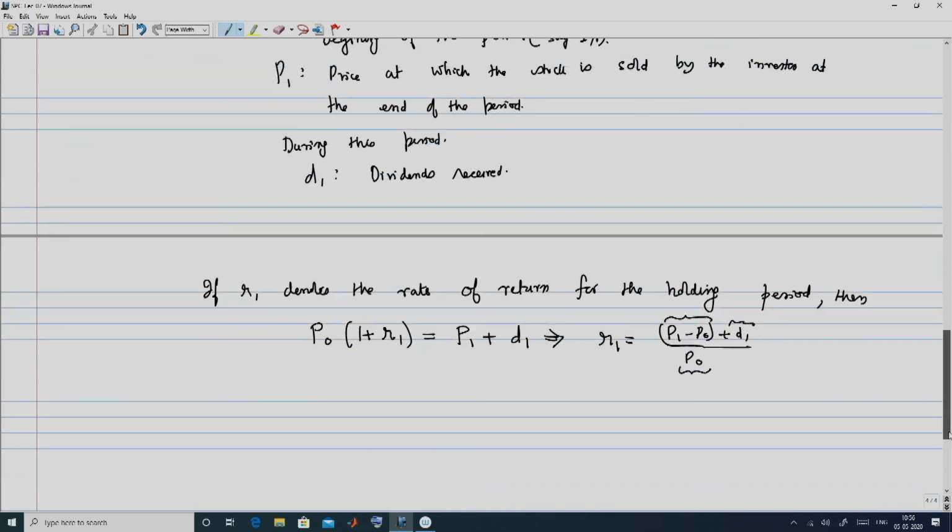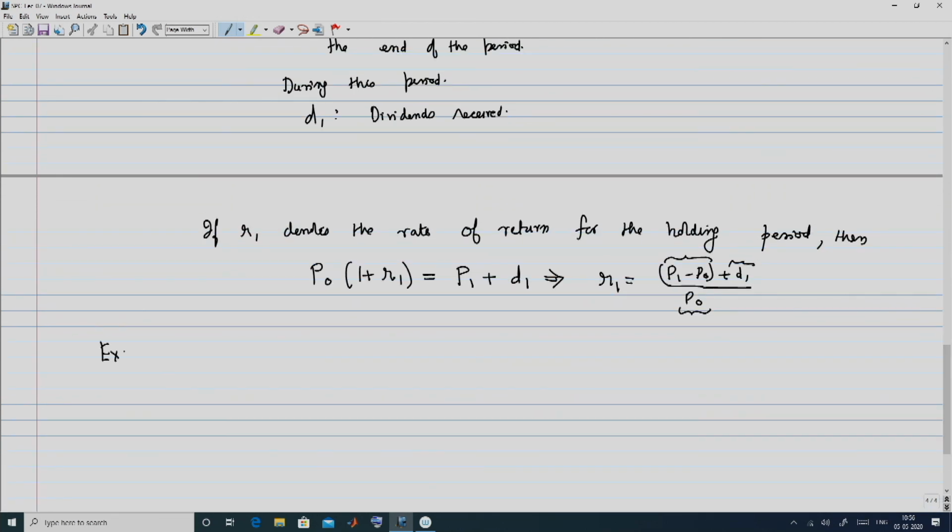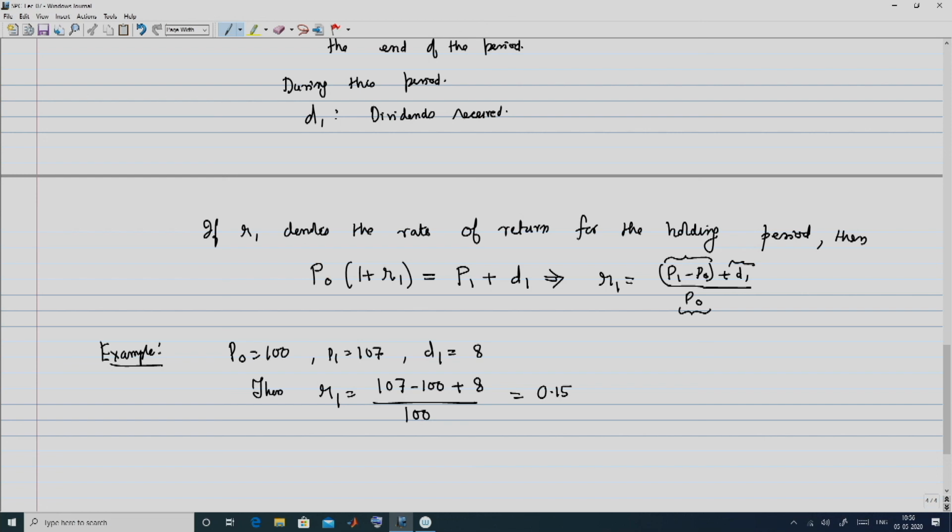So, just a little example, a very straightforward example: if you have purchased the stock for 100 and at the end of 1 year you sell it for 107, and during this 1 year period you have received a dividend of 8, then the return is going to be P1 minus P naught. So, that is 107 minus 100 plus the dividend, which is 8, divided by the original amount of 100, which is equal to 0.15, or if you multiply it with 100, this becomes equal to 15%.